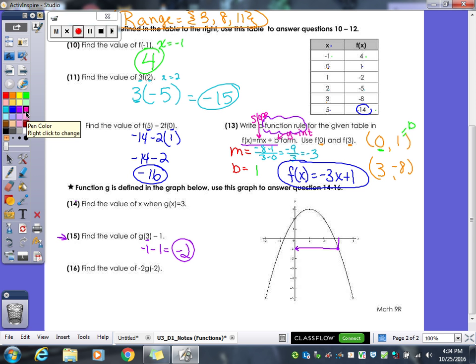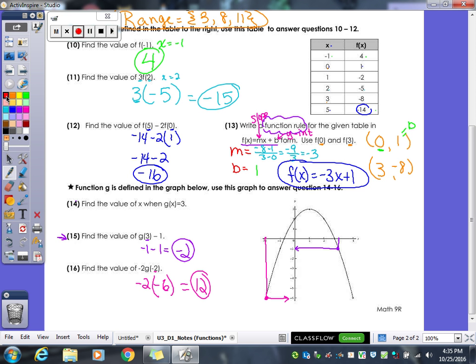Let's try that again. So we're looking for negative 2 times g of negative 2. So I'm going to go to where x is negative 2, go down to where the graph is, and look to see what the number is. That number is negative 6. So negative 2 times negative 6 gives me a 12.